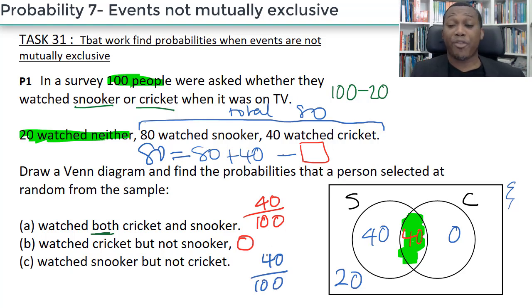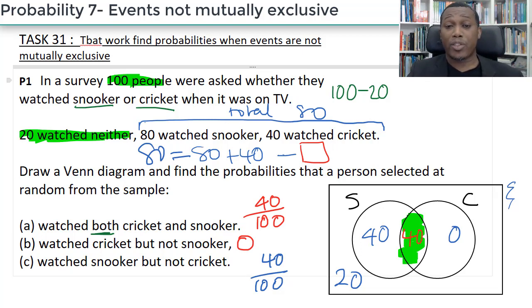You could have simplified the fractions. 40 on 100 is 2/5, or 0.4, and 0 remains 0. If you put 0 as a fraction, you might lose credit on that. So that's question number 1 sorted.